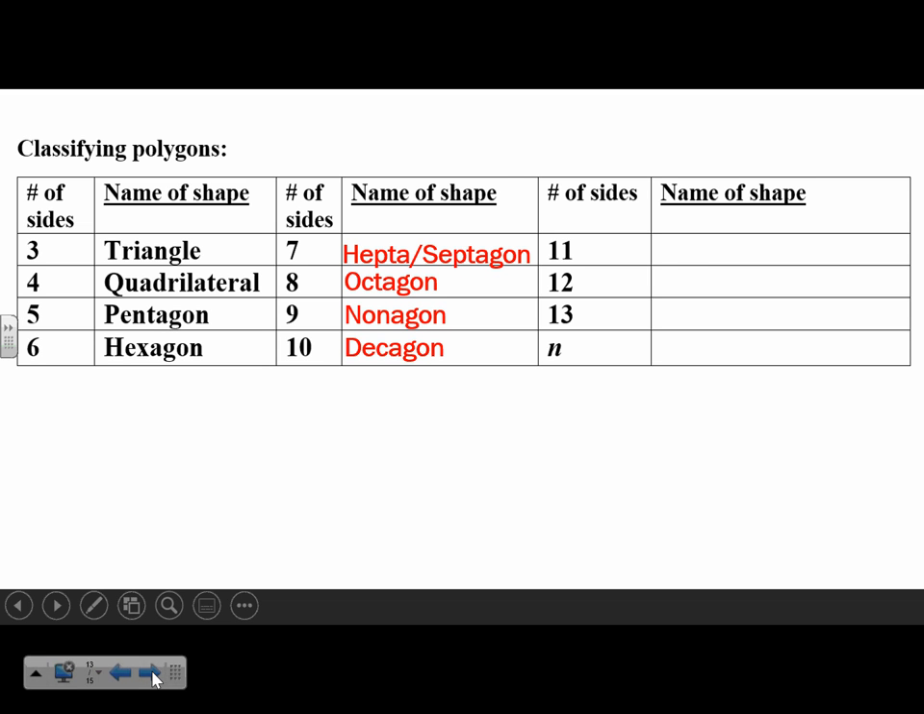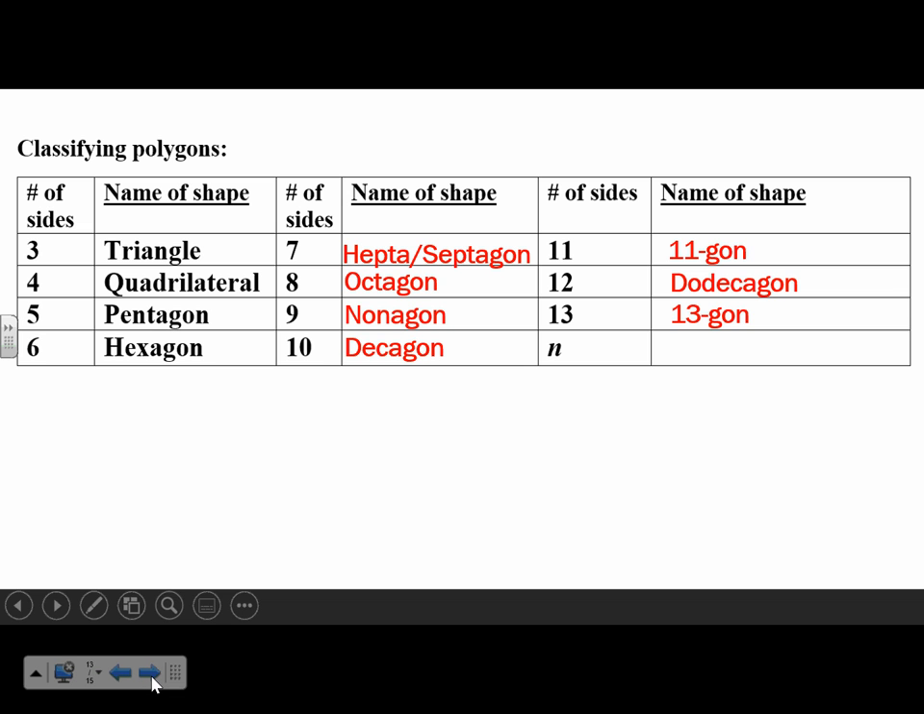Now 11 is one of my favorites. 11 is just an 11-gon. We'll talk about that in a second. 12 is literally my favorite. I think it's the coolest name. Dodecagon. 10 is a decagon, 12 is a dodecagon. 13 is a 13-gon.